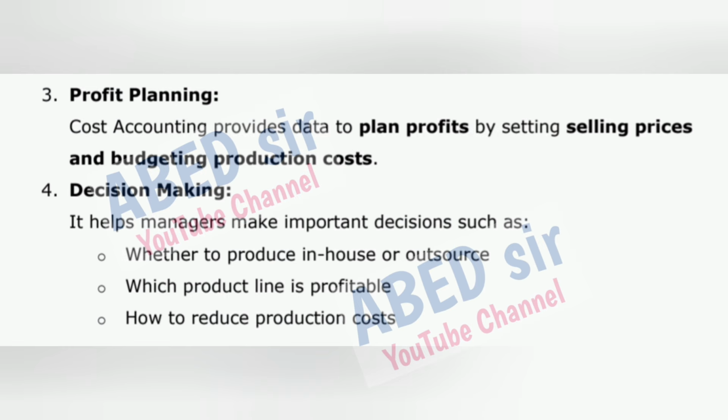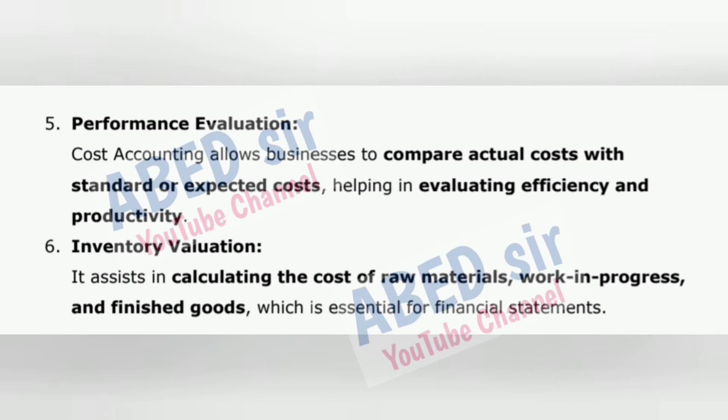4. Decision making. It helps managers make important decisions such as whether to produce in-house or outsource, which product line is profitable, and how to reduce production costs. 5. Performance evaluation. Cost accounting allows businesses to compare actual costs with standard or expected costs, helping in evaluating efficiency and productivity. 6. Inventory valuation. It assists in calculating the cost of raw materials, work in progress, and finished goods, which is essential for financial statements.